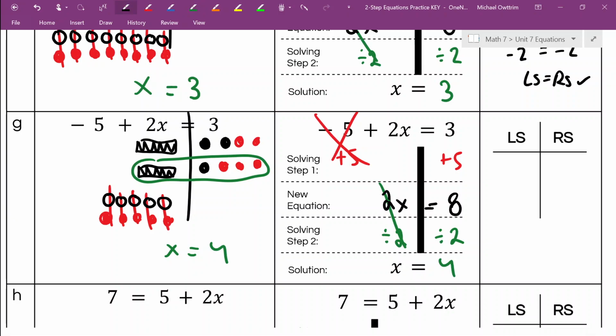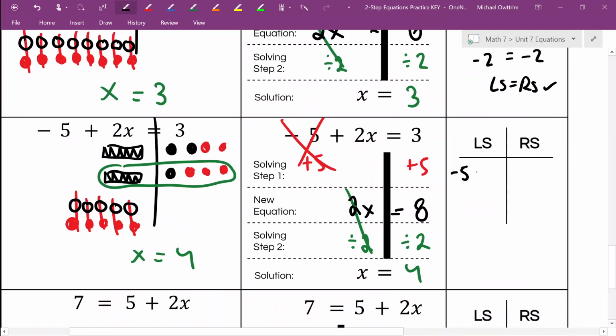In terms of our verification, we're going to go ahead and do our original left side with negative 5 plus 2 times whatever x is. Original right side was 3. We think that x is the number 4. So we're going to do negative 5 plus 2 times 4. 2 times 4 is 8.